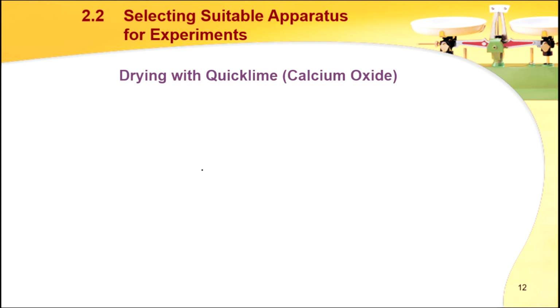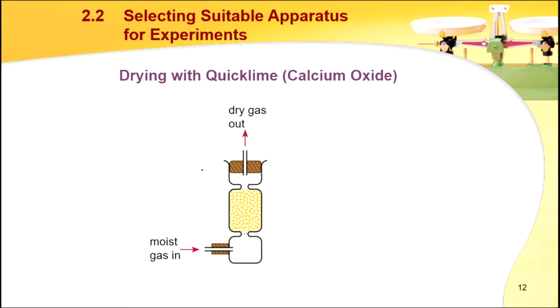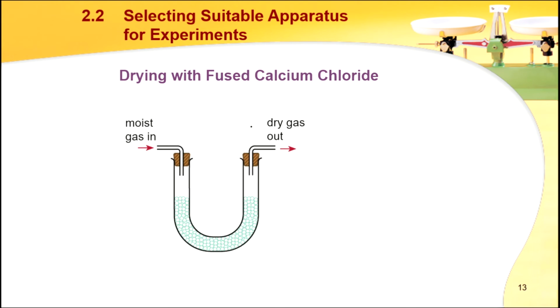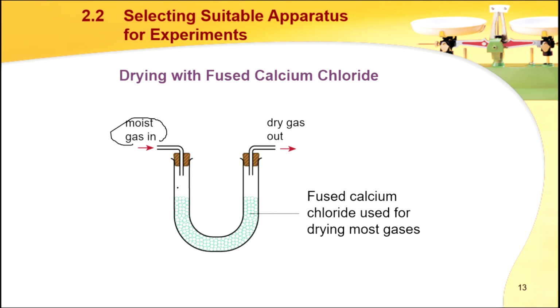And then drying with quicklime, calcium oxide. The moist gas goes in and passes through the calcium oxide, also known as quicklime, which is used for drying ammonia, and the dry gas comes out. Last, drying with fused calcium chloride. The moist gas passes through the calcium chloride. The fused calcium chloride is used for drying most gases, and the dry gas comes out.